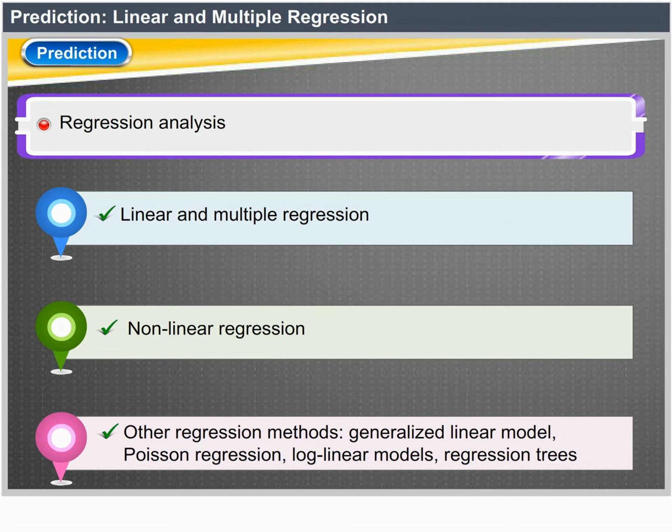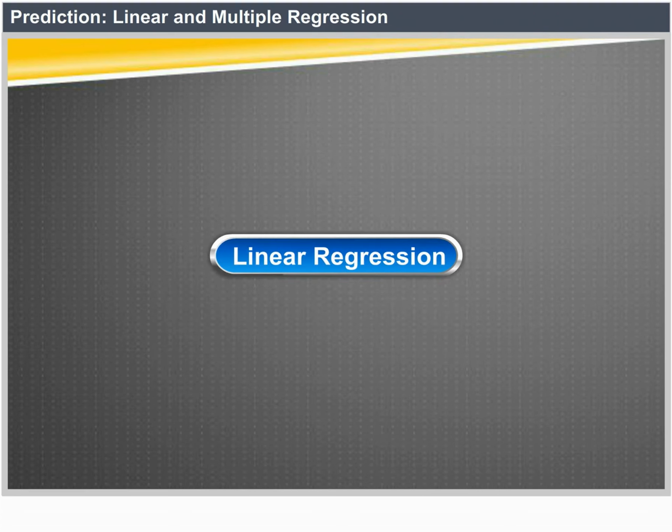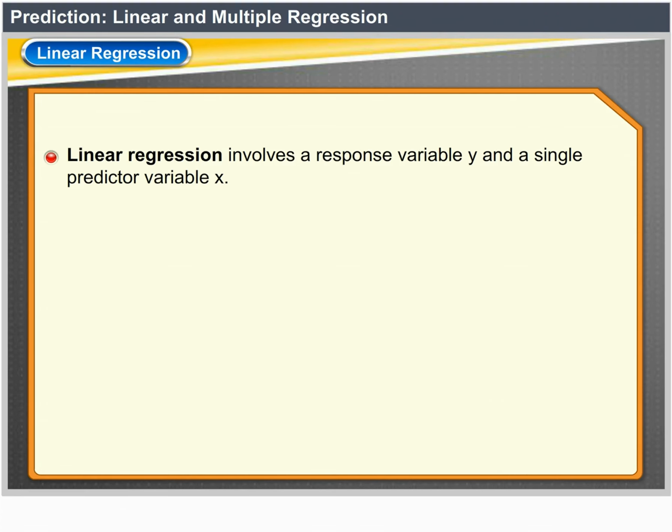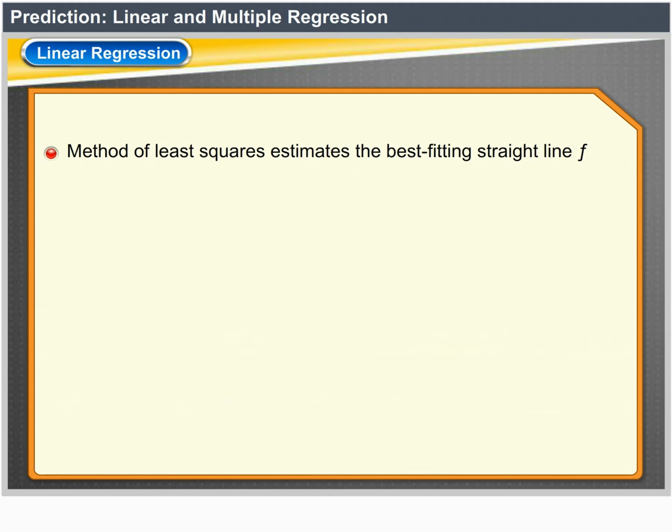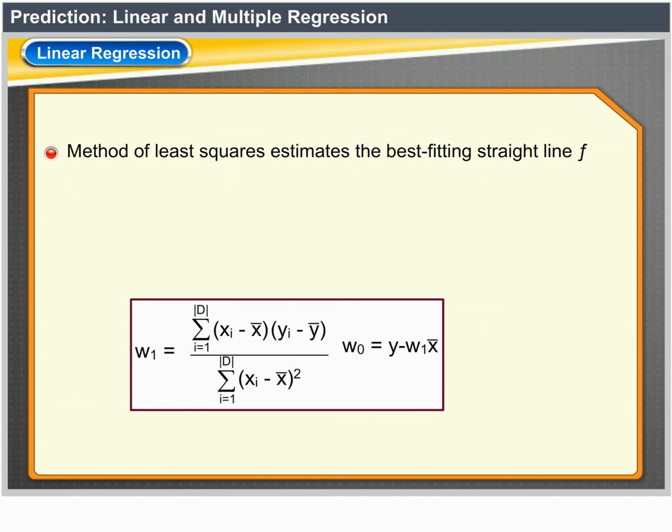Linear regression involves a response variable y and a single predictor variable x. y equals w0 plus w1 x, where w0 is the y-intercept and w1 is the slope, the regression coefficients. The method of least squares estimates the best fitting straight line. w1 equals the sum from i equals 1 to |D| of (xi minus x bar)(yi minus y bar), over the sum from i equals 1 to |D| of (xi minus x bar) squared. w0 equals y bar minus w1 x bar.